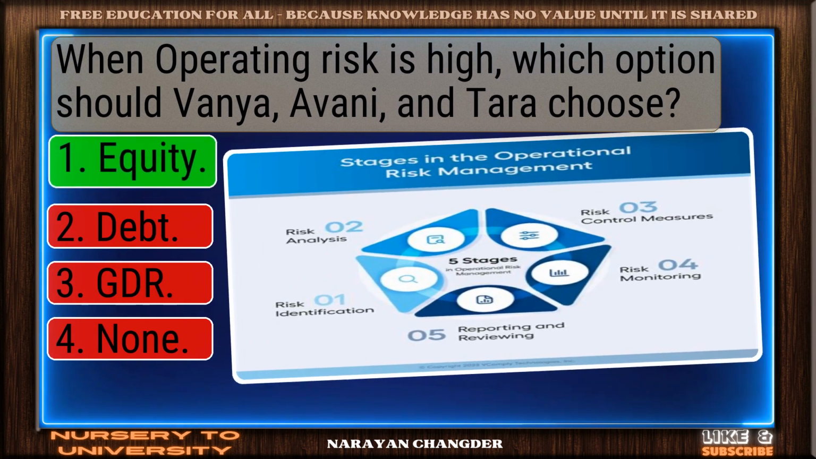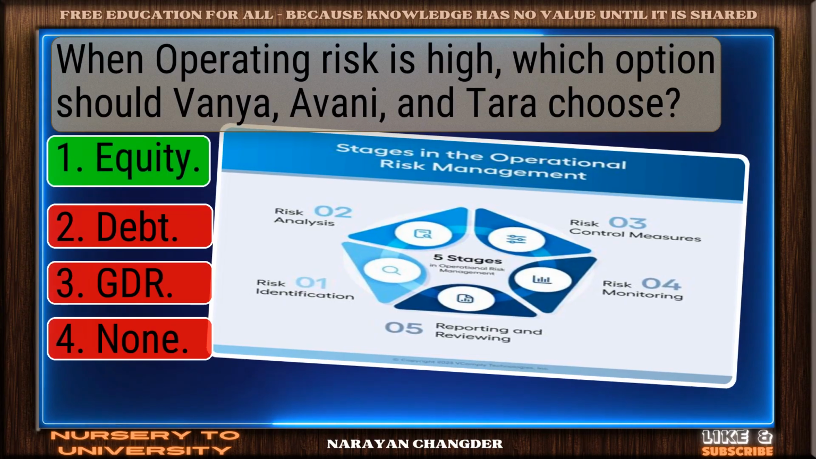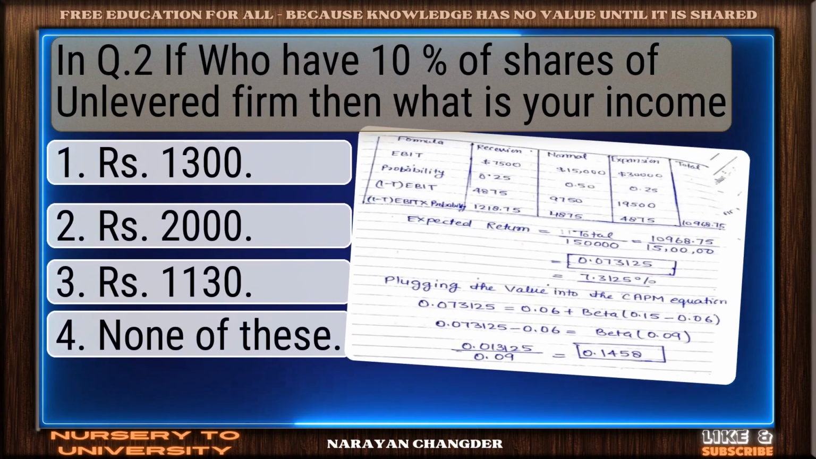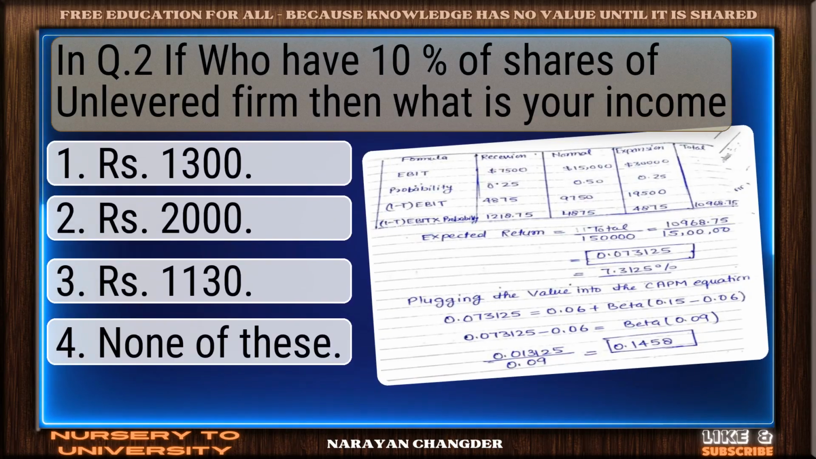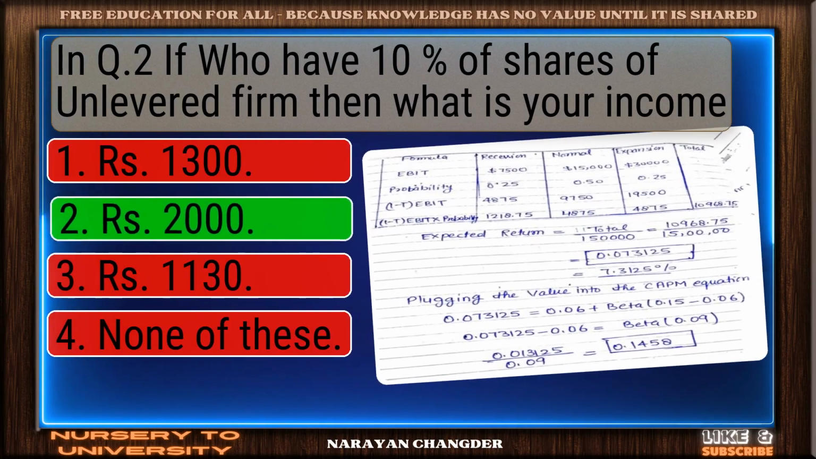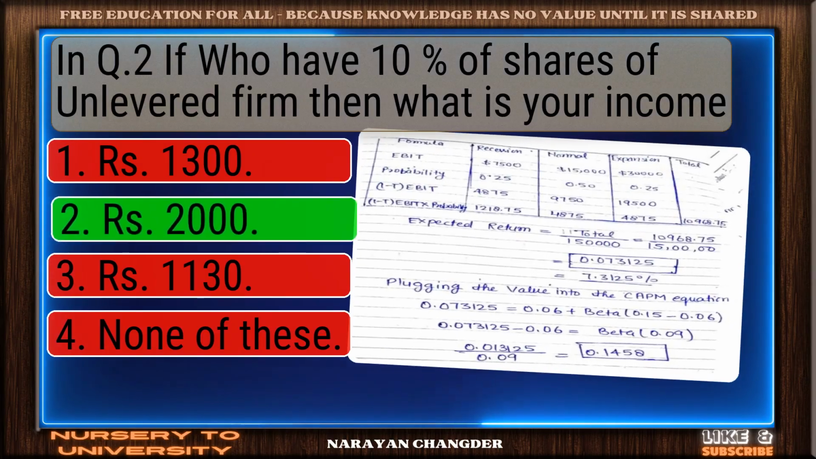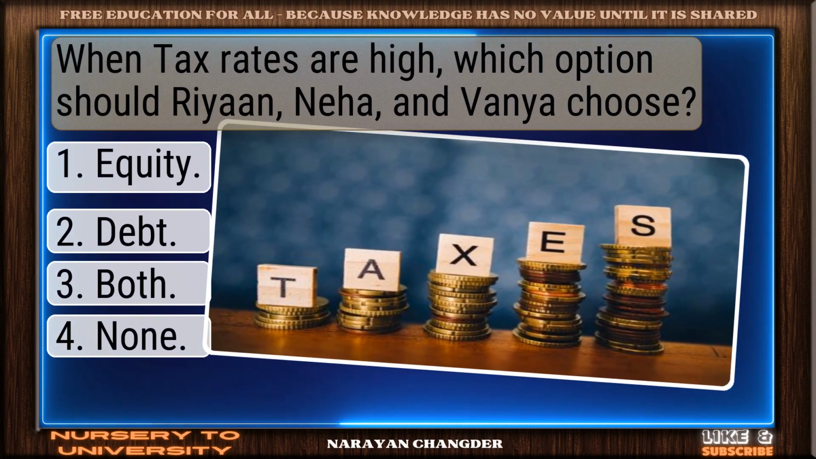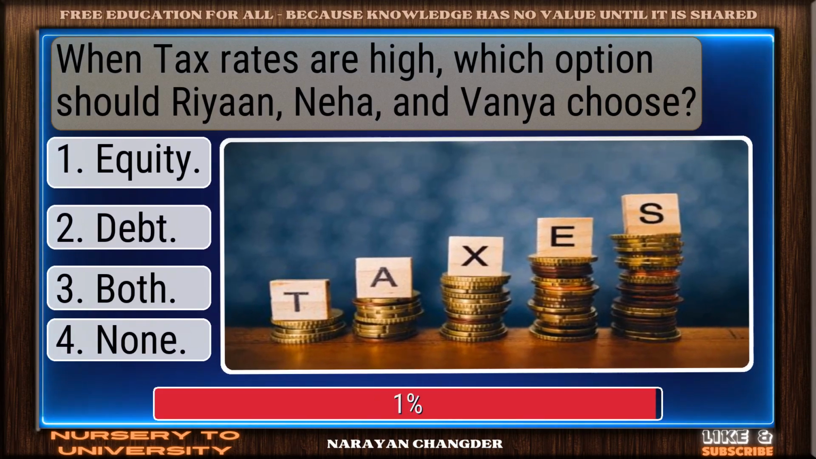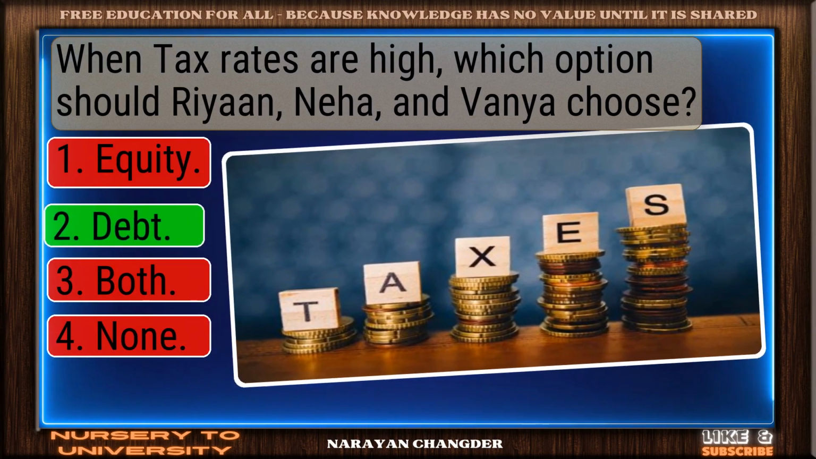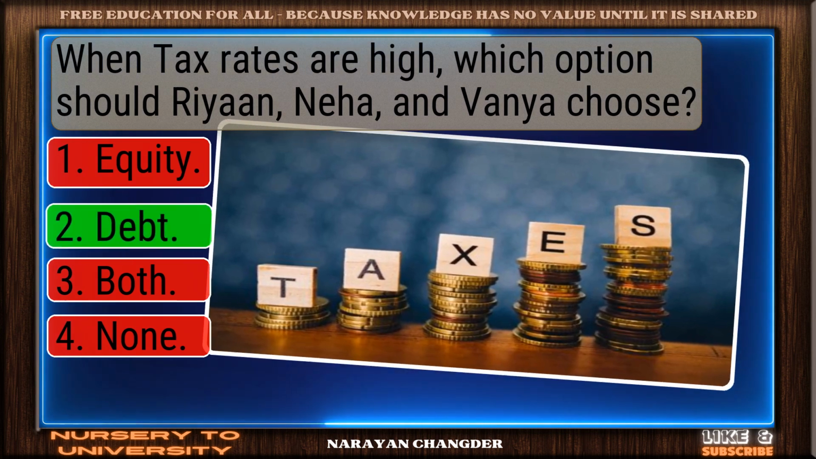Nicely done. Equity is a solid answer. In Q.2, if you have 10% of shares of unlevered firm, then what is your income? Strong choice. OS 2000 is the right answer. When tax rates are high, which option should Rian, Neha, and Vanya choose? Well reasoned. Debt is the correct choice.